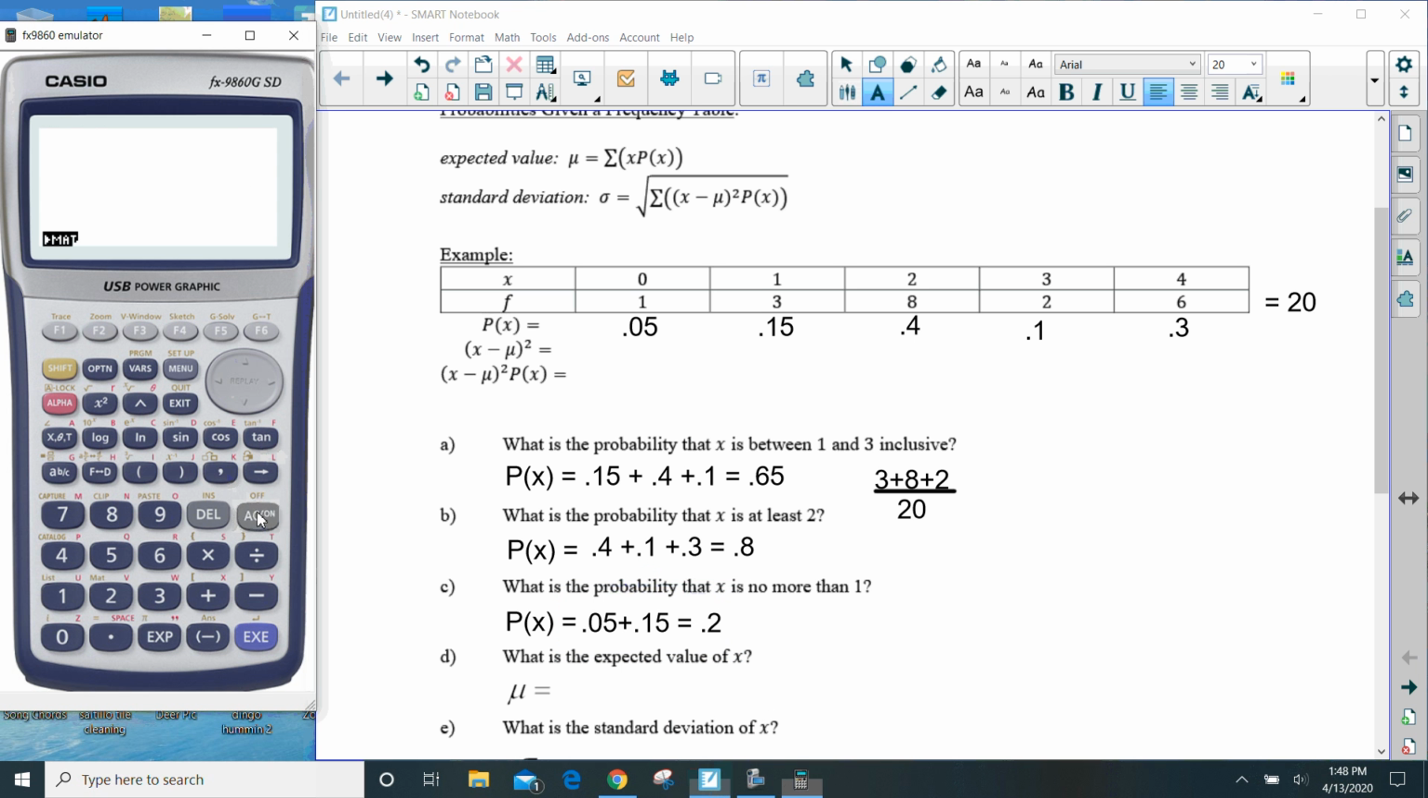Again, another version would be 1 and 3, so the frequencies of 0 and 1 is 1 and 3 out of 20, which is 0.2.